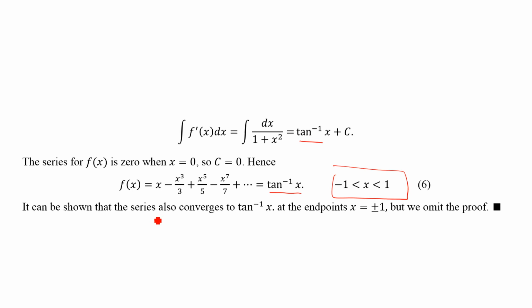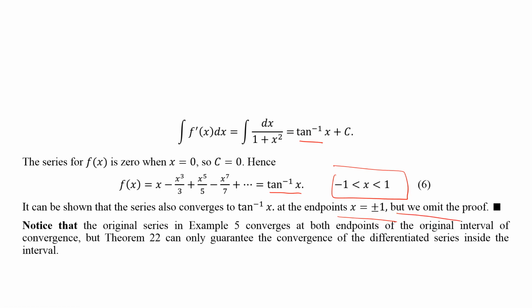It can be shown that the series also converges to tangent inverse x at the endpoints x equal to plus or minus 1, but we are not going to get into this proof. Note that the original series in example 5 converges at both endpoints of the original interval of convergence, but theorem 22 can only guarantee the convergence of the differentiated series inside the interval.